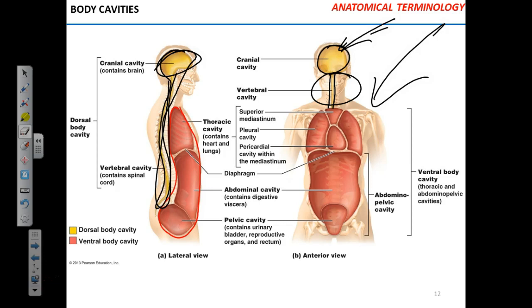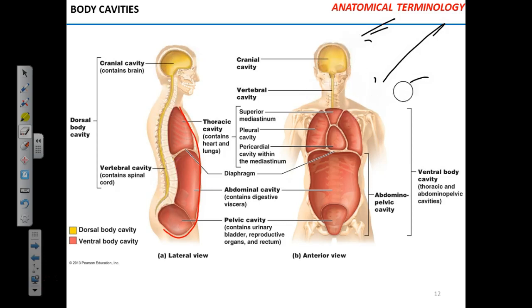That's the whole dorsal cavity, the yellow one. It has parts: the cranial and vertebral cavity. Now, the ventral cavity, the front one, the red one, contains some more divisions. First of all, we can divide the ventral cavity into the thoracic portion and the abdominopelvic portion. The thoracic is the cavity above the diaphragm.